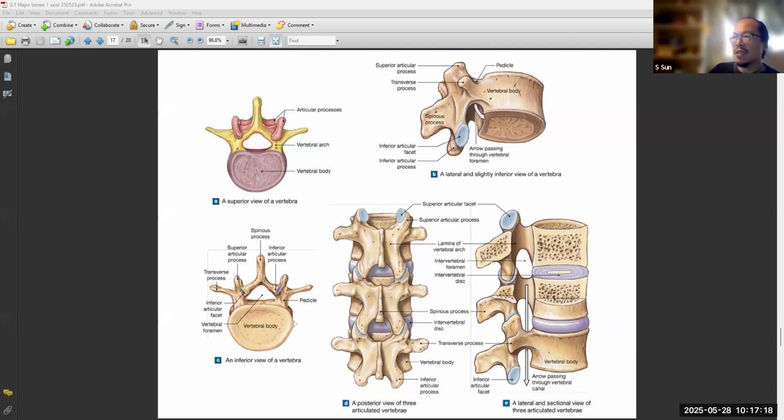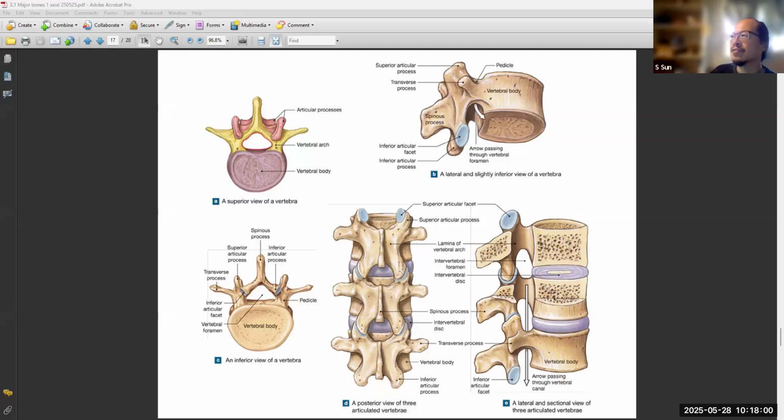The vertebra joins to the neighboring vertebra by the disc. The disc is the one that lies between the bodies. The superior arcuate process will join the inferior arcuate process from the neighboring spinal vertebra. Yeah, so that's that.